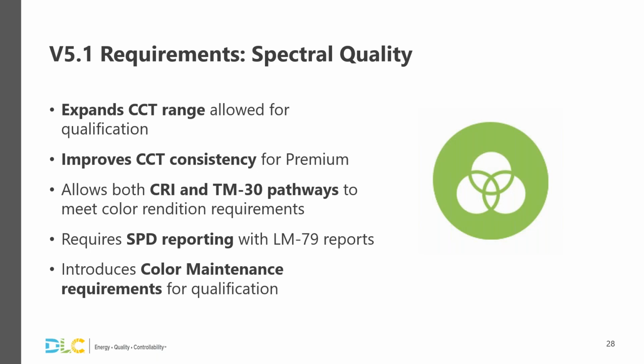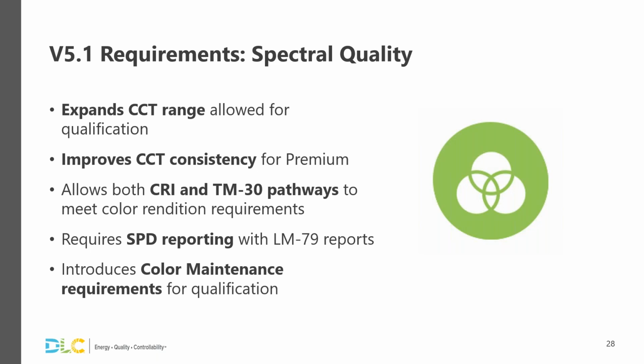To focus on the right level of precision, we have to make sure we're aligning with industry organizations, practices, and guidelines. The standard requirements distinguish products that meet a minimal acceptable level of performance. To enable differentiation of products that provide superior color quality, we have premium and allowances unlocking classifications. But we are mindful that we aren't placing excessive burden or expense on applicants. Keeping these things in mind, the spectral quality requirements in 5.1 expand the CCT range allowed and improve consistency of CCT across all manufacturers for premium products.